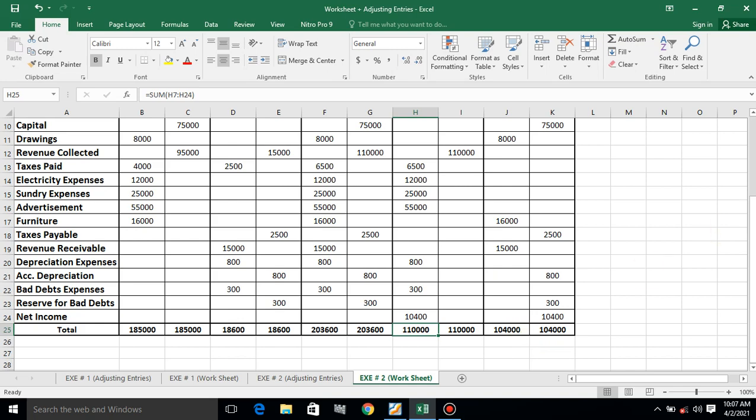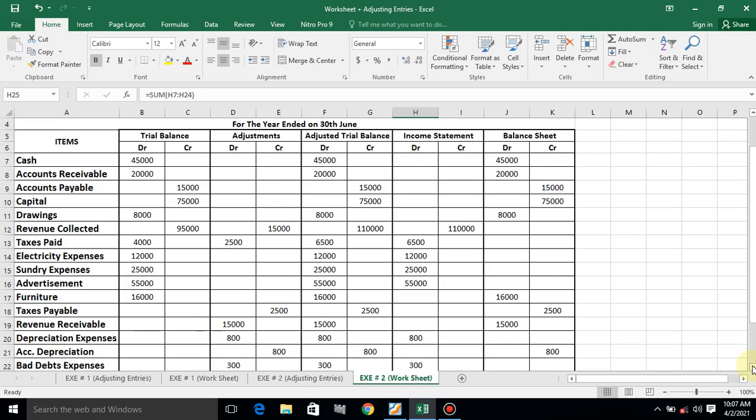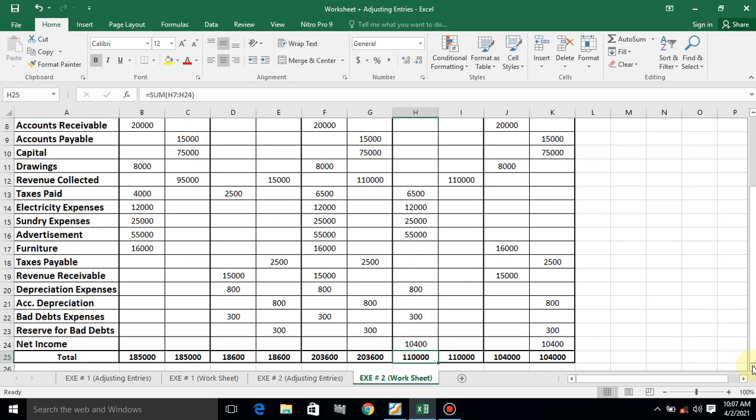So this is basically our worksheet, which is said to be a 10 column worksheet. As you can see, there are 10 columns in this worksheet, and we have 5 major headings that create the 10 column worksheet. Hopefully this concept would be much clearer to you now. This is a very easy concept.